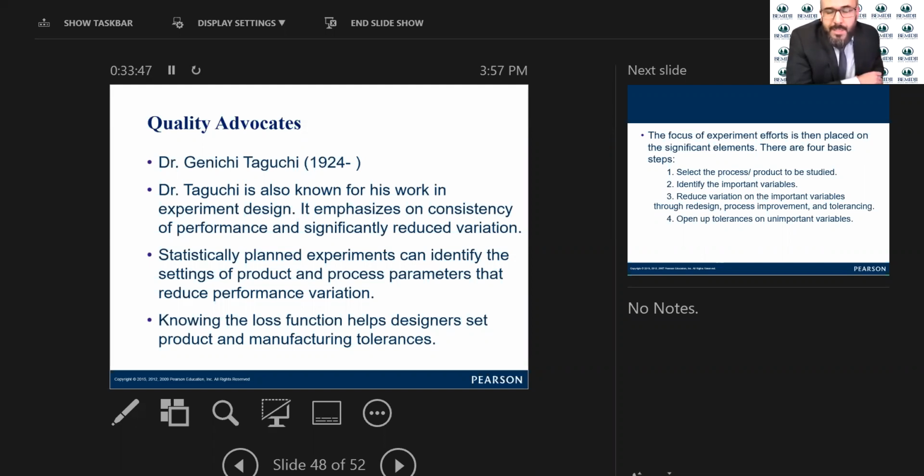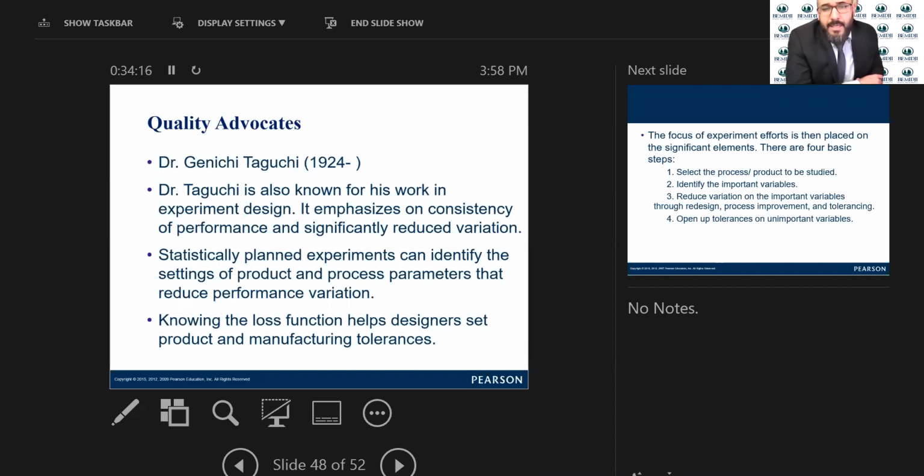We will be covering Dr. Taguchi, who is known with the design of experiment, DOE, or experiment design. So it is well known for designing and experimenting with different factors to reach high quality. And what he said is, look into these factors to remove variation from the process.